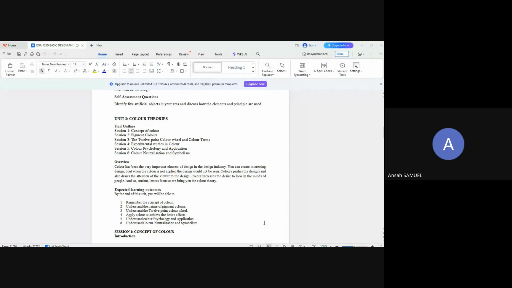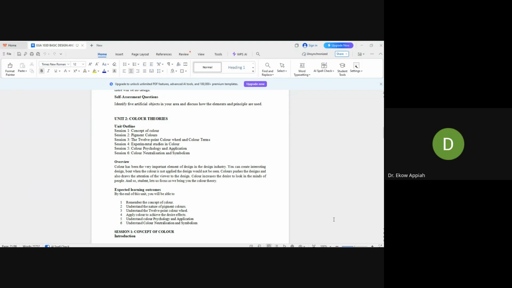Now, the 12-point color wheel and the color terms. We have section 4 and sections 5 and 6. In section 4, you have to do experimental studies in color, which means that you're going to do practical work, and that's going to be the assignment which I'm going to give you. So let's move ahead briefly with the color terms. It's almost time, and then you also do the rest of your private research.